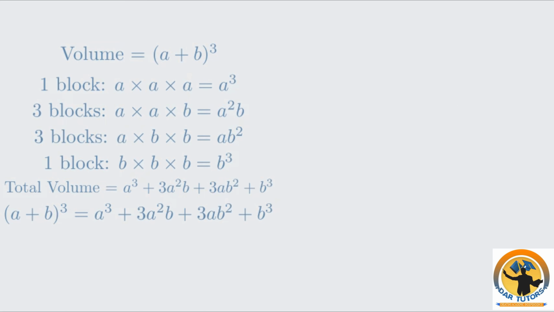This process of expanding a power of a binomial, which is an expression with 2 terms like a plus b, is what we'll be exploring in detail. Let's look at some other simple binomial expansions. We'll start with the first power. (a + b) is simply a plus b.